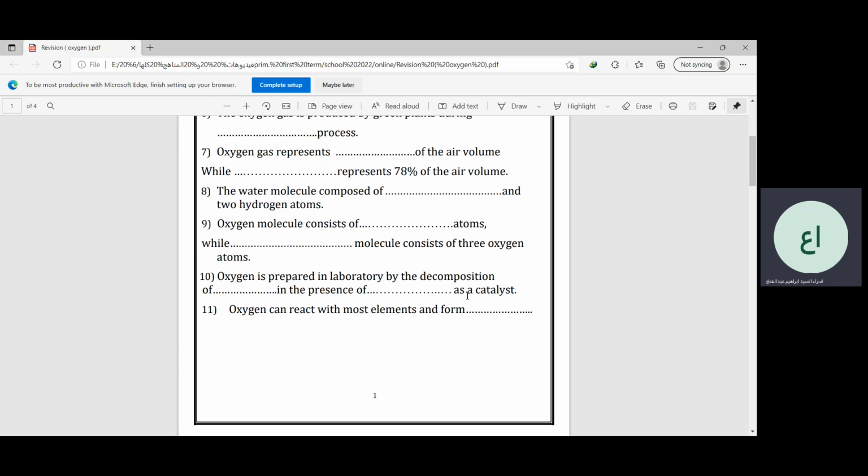وبأكد تاني على منجنيز داي أكسيد. okay مش أوكسايد. يبقى منجنيز داي أوكسايد، مش not manganese oxide. Okay.